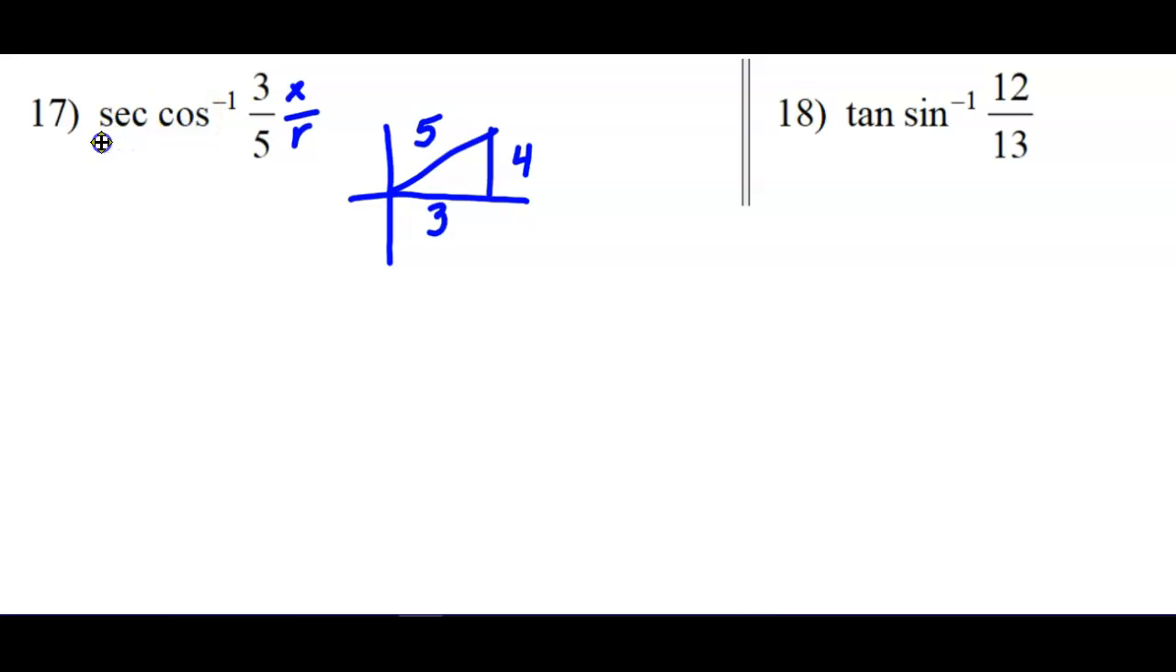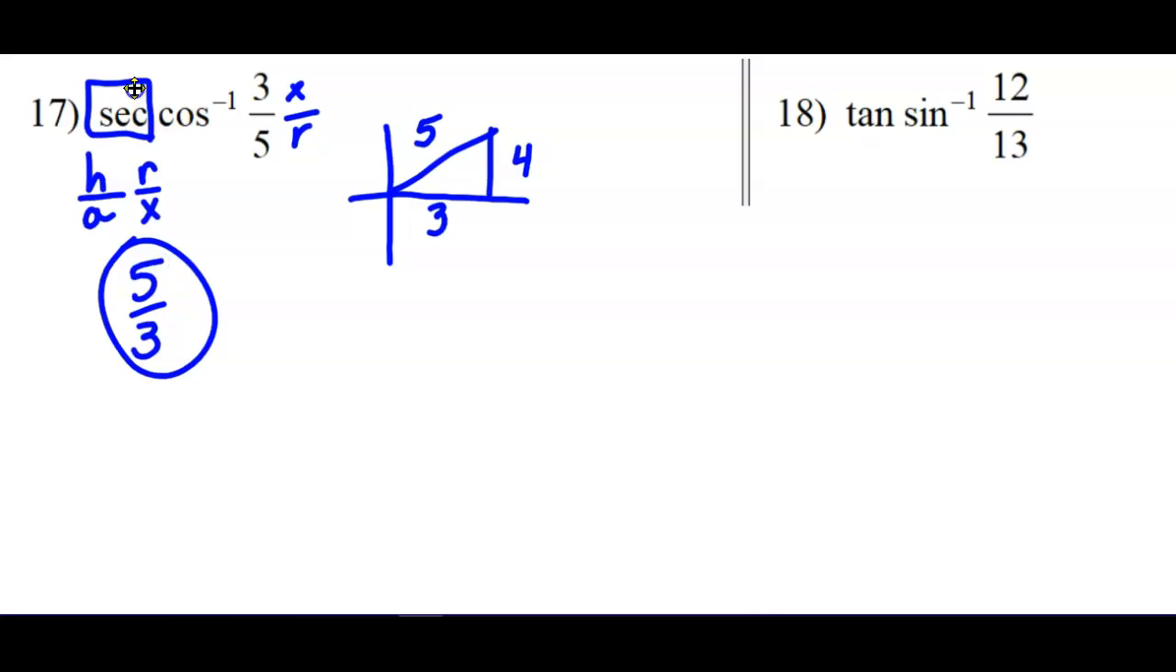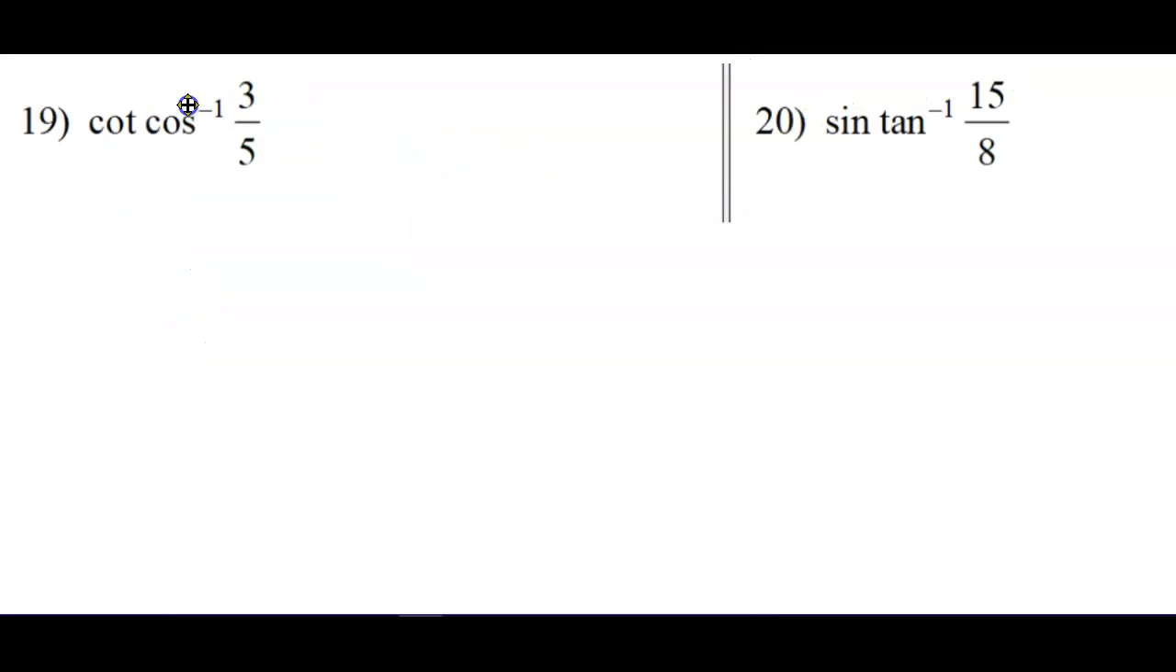But what it asks for is the secant. The secant does not undo the cosine, it flips the cosine. So the secant is hypotenuse over adjacent, or r over x. So this becomes 5 over 3. Because it's the reciprocal function, not the inverse function. Those are different, and I like that there's a question that clarifies that.